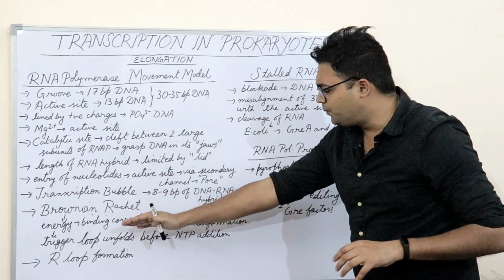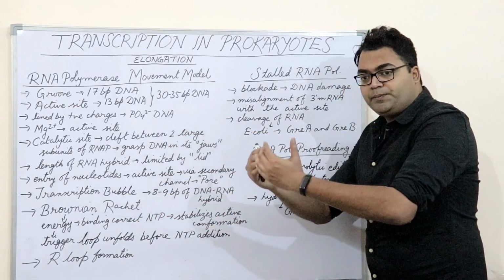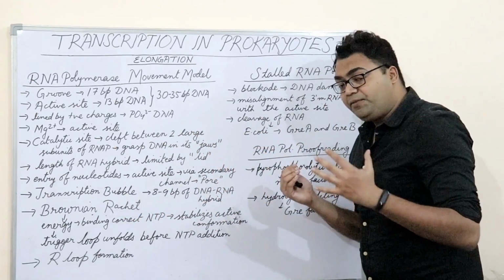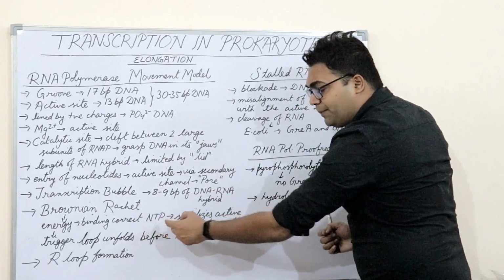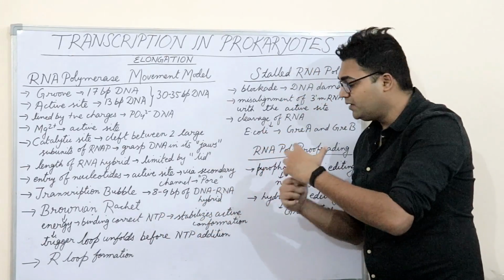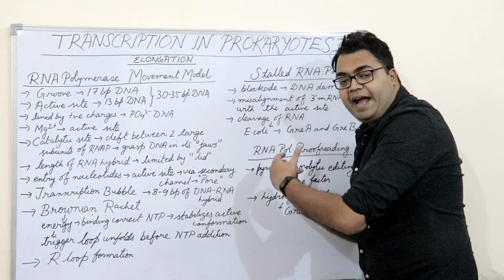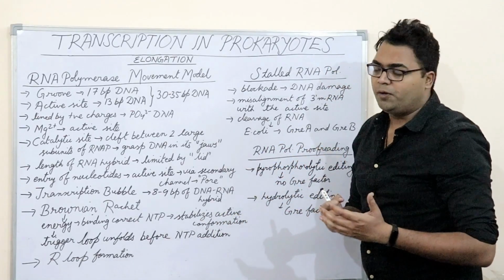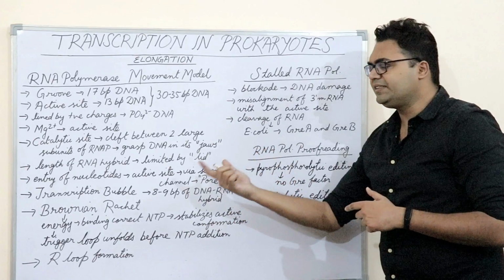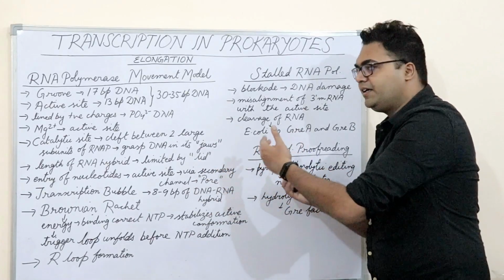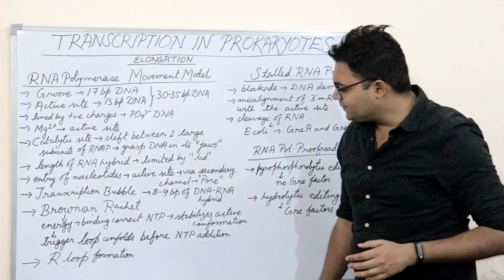And that trigger loop unfolds before the NTP gets added, and after the addition of the NTP, it folds back into itself and gets the active conformation in its favorable form. And this cycle repeats and repeats until you find the termination sequences.